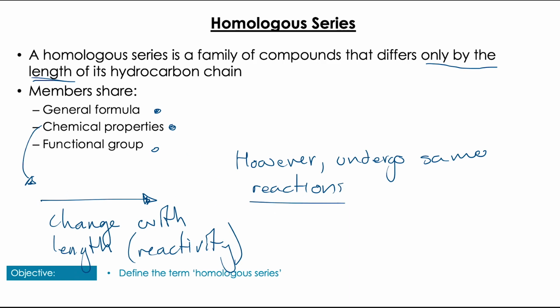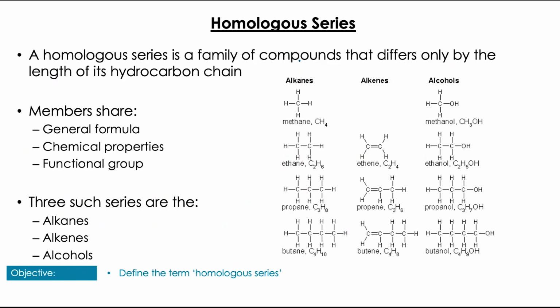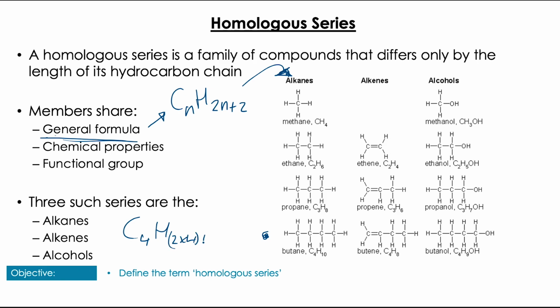There are quite a few different homologous series, and here are a couple of examples. You've got alkanes, alkenes, and alcohols. So they share this general formula, and that's basically a way that we can work out the proportion of hydrogen to carbon or other atoms. So you'll see here for alkanes, we have CnH2n+2, and we can test that on butane. So if we do the calculation for C4, it checks out.